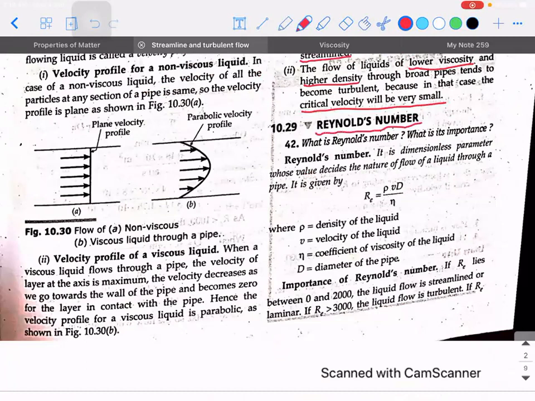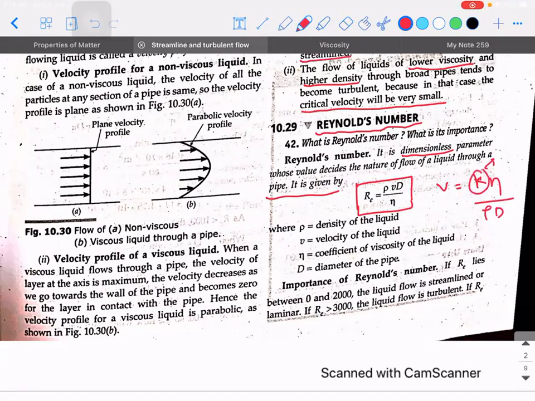So what is this? This is a dimensionless parameter whose value decides the nature of the flow of liquid through the pipe. It is given by this formula: Re is equal to, where Re stands for Reynolds number, rho times V into D divided by neta. Is it not like this? V is equal to K times neta divided by rho D.